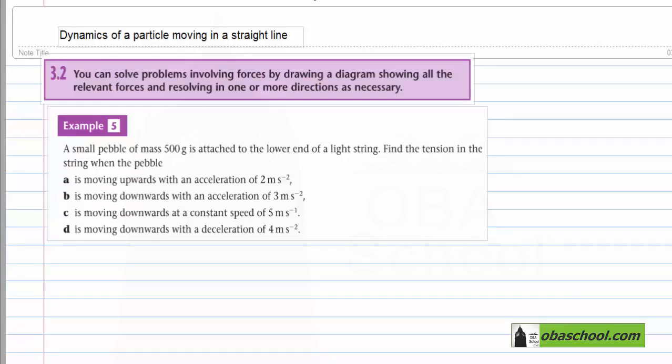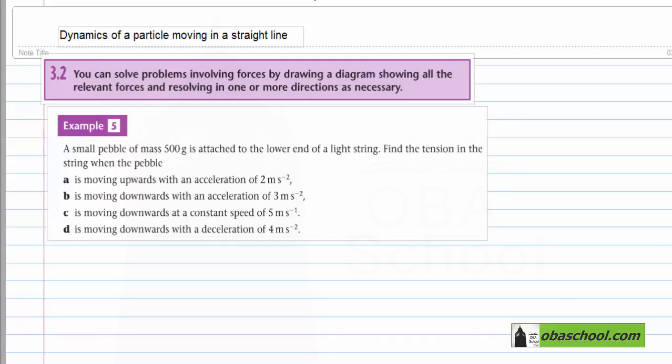Hello guys, we will continue examining examples under point 3.2 to get us more used to illustrating problems of particle dynamics into a diagram with applied forces or a free body diagram. Example number 5 states the following.